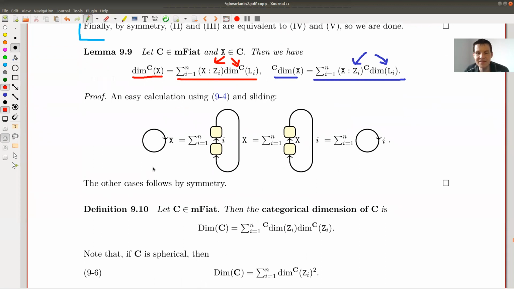Okay, and the calculation is easy using the rules from before. So here is x. You know that x is equal to the sum of the corresponding inclusions and projections. So here's I. Now you slide I around. You take this box and slide it to here. And this, of course, means that the x from here is now sandwiched on the other side. So everything kind of turns around. So this box is this box.